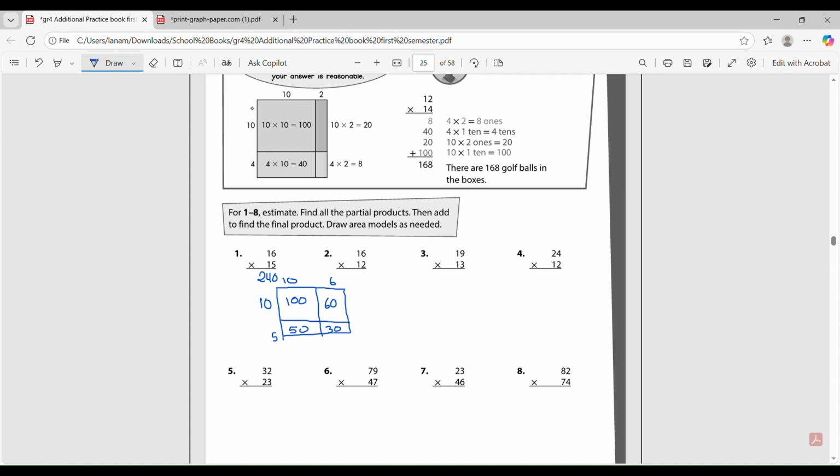Now, you can use this way the area model for all of these multiplication facts. Now, in number 2, I will use the way that is explained here in the book. It's partial parts, but without drawing the square, without drawing the area model. How can I do this?